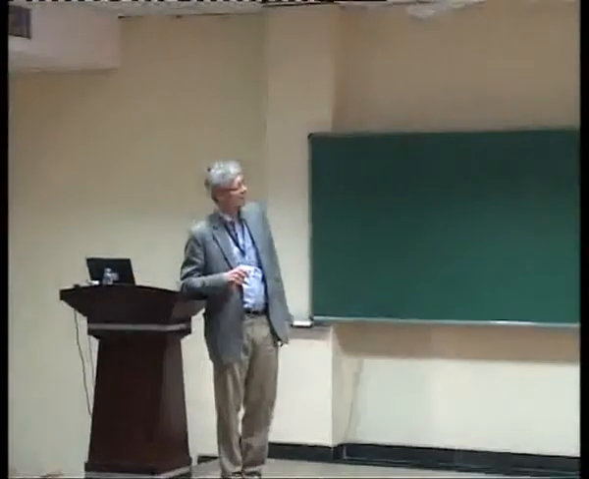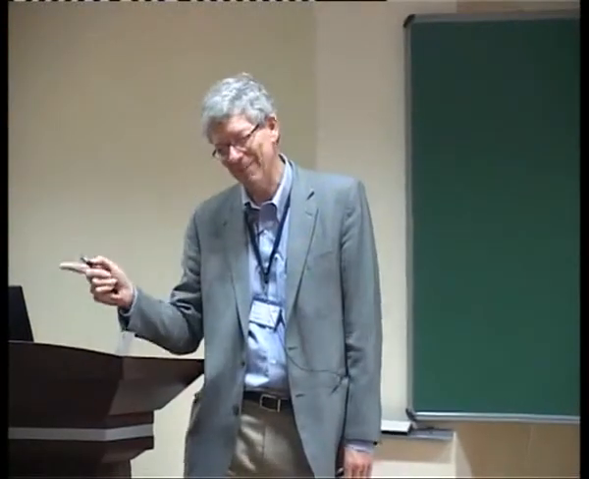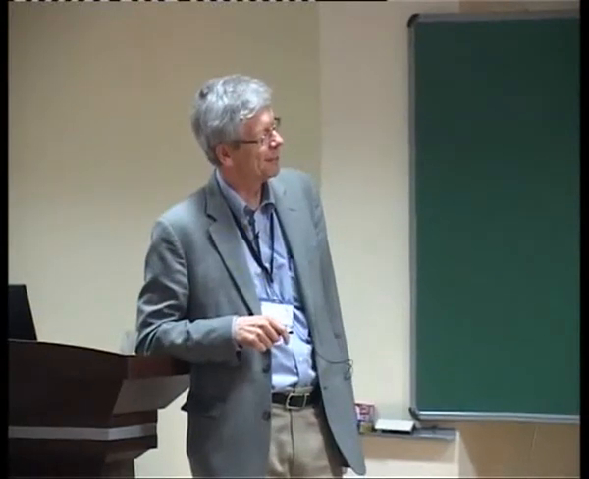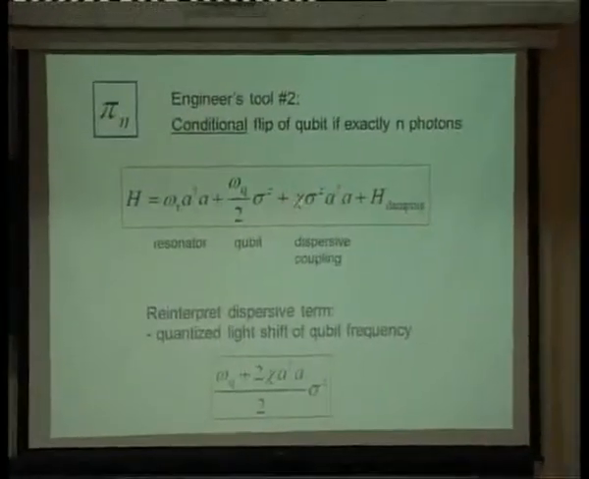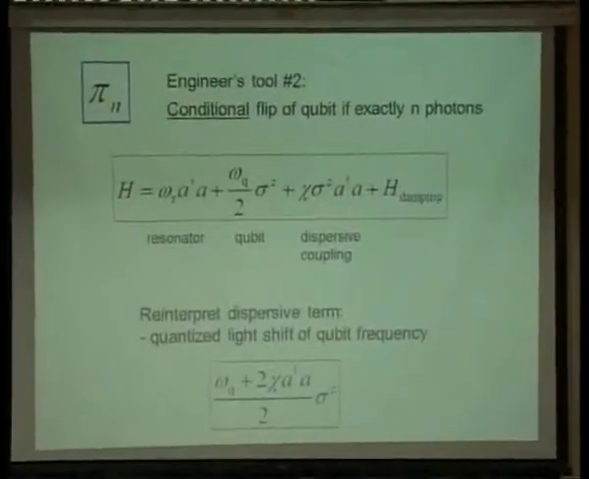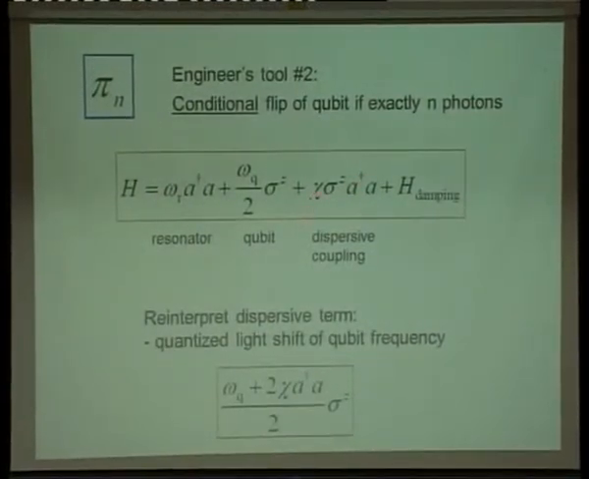Okay, so now let's get tool number two, which is conditional flip of the qubit conditioned on the state of the cavity. And it comes from the same Hamiltonian and from the very same term, but we just rearrange our parentheses, our interpretation here. We say, oh, it's not the coefficient of A dagger A that changed by sigma z, it's the coefficient of sigma z that changed by A dagger A.